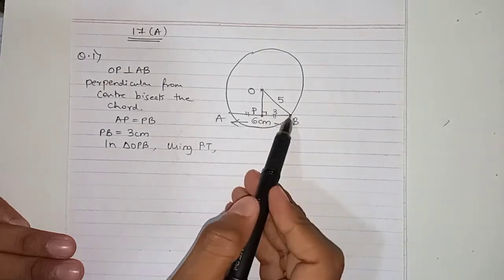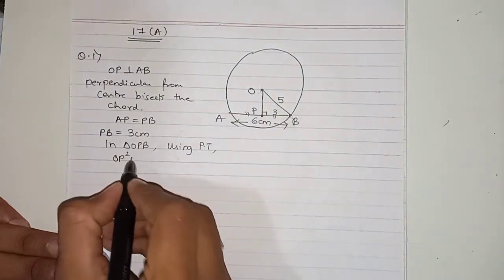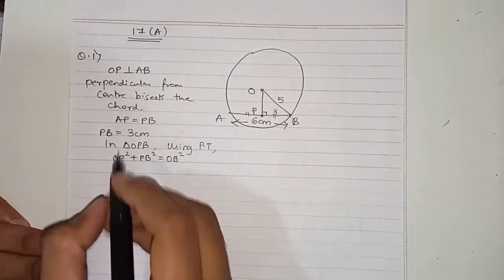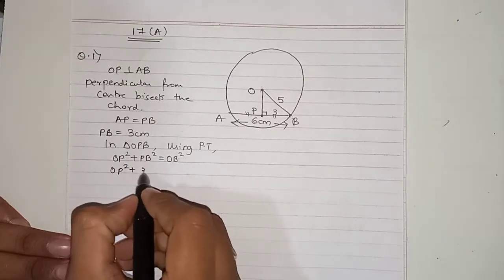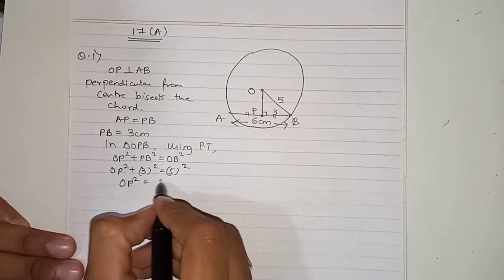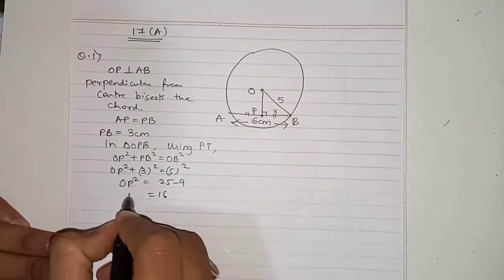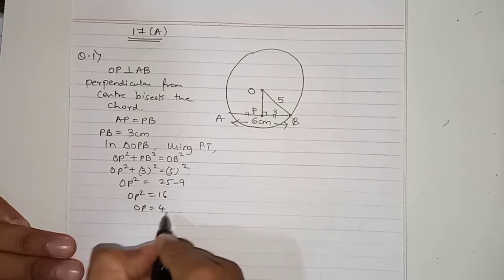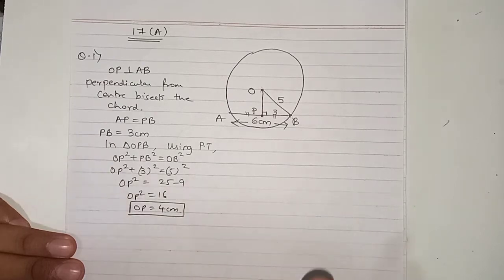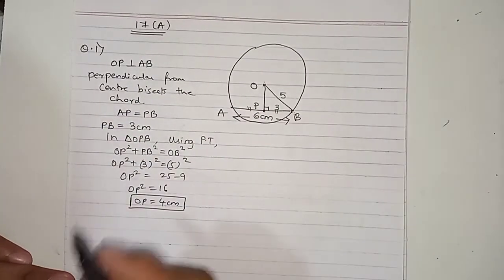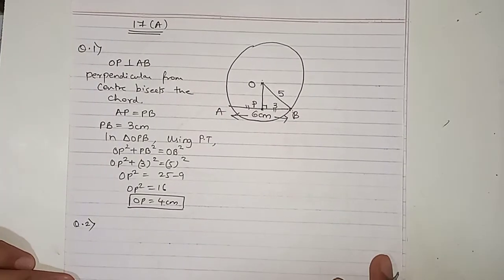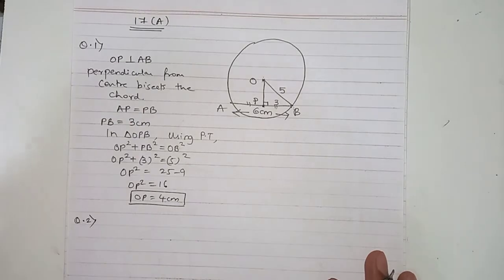So OP square plus PB square will give me OB square. OP we don't know. PB is 3 square. OB is 5 square. You can easily solve this. You will have 25 minus 9, that is 16. So if you take square root, you will get 4 centimeter. So the distance of the chord from the center is 4 centimeter. Okay, just pause the video and copy the sum.